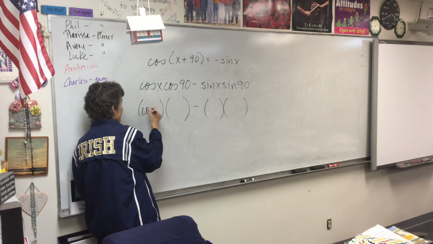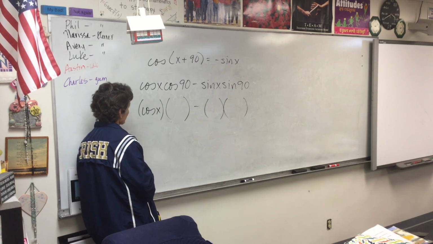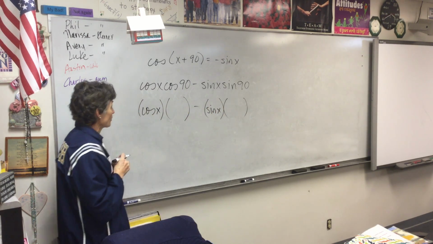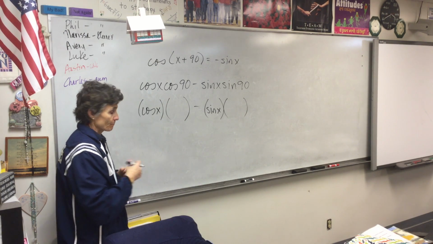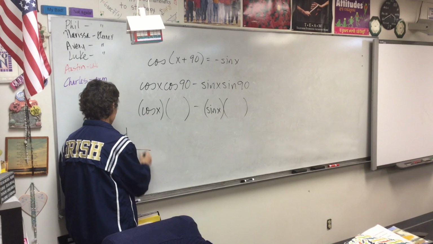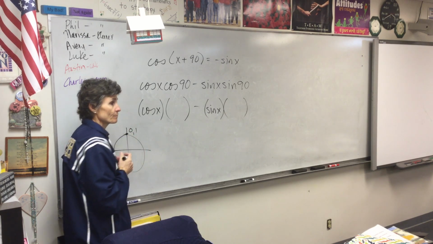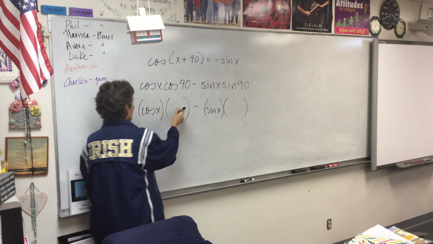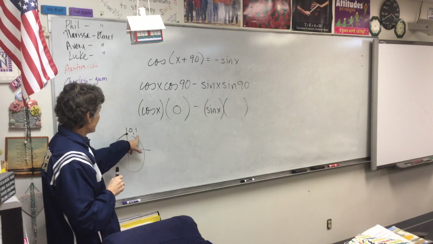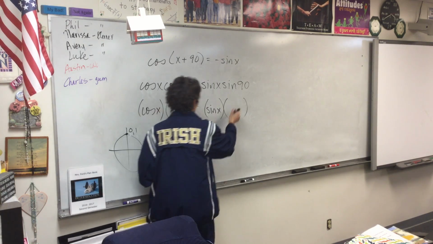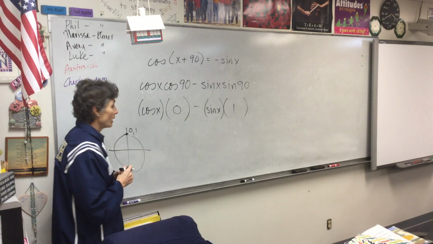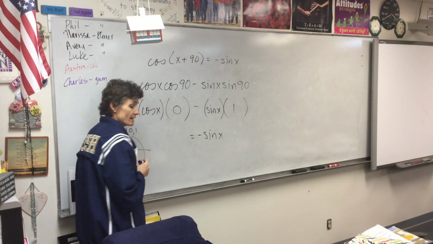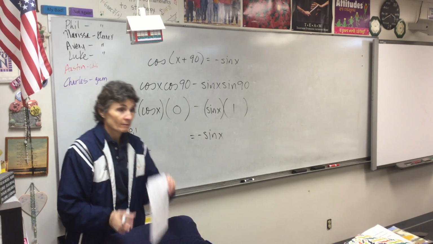Unfortunately, we don't know anything about x, or fortunately, whichever way you want to think about it. So that's going to stay cosine x, and that's going to stay sine x. There's not a darn thing you can do with that. But what about the 90s? Well, we know the 90s are up here, right? So cosine is x over r, so that will be 0. And sine is y over r, so that will be 1. So our answer is exactly what we'd hoped, negative sine x. Everybody good?